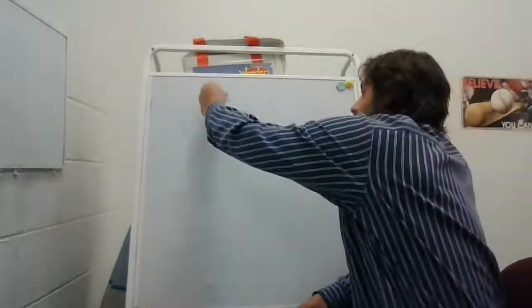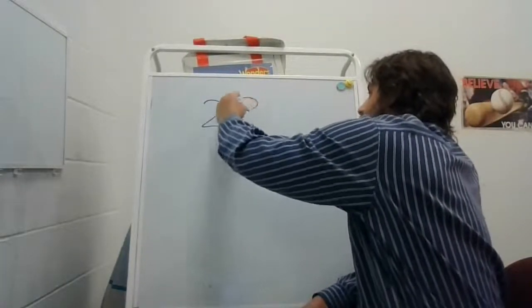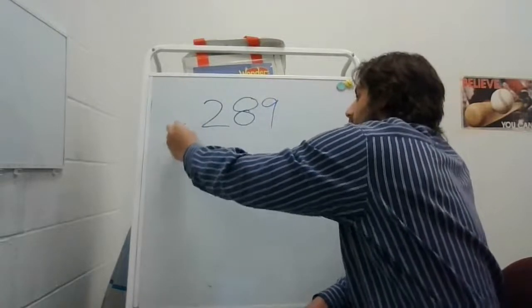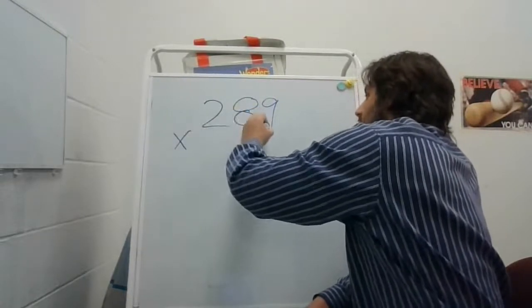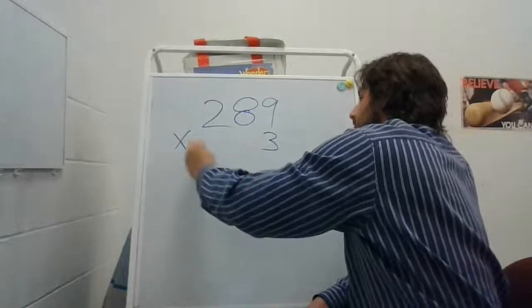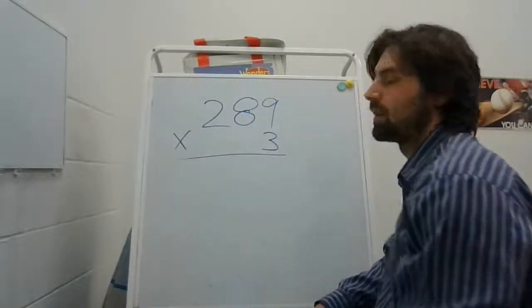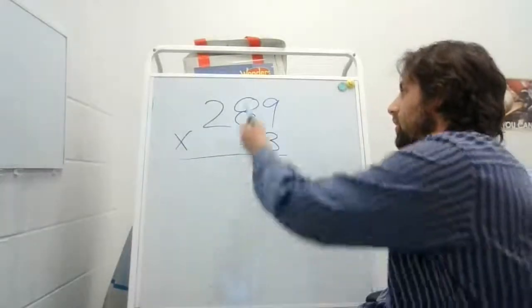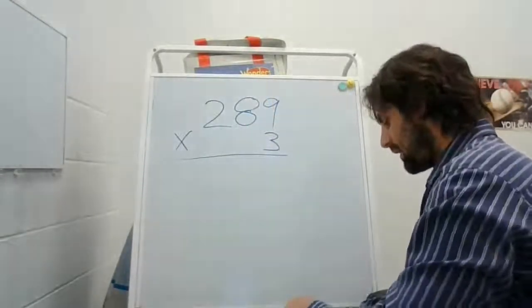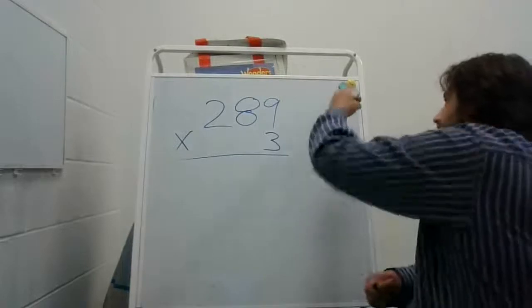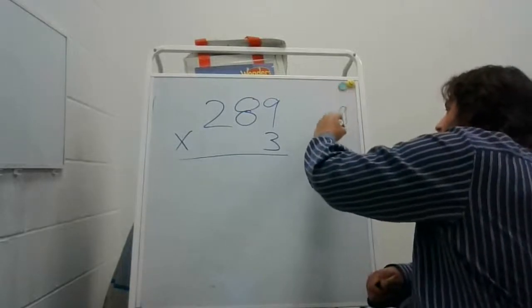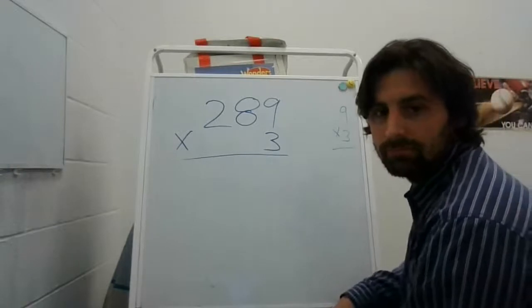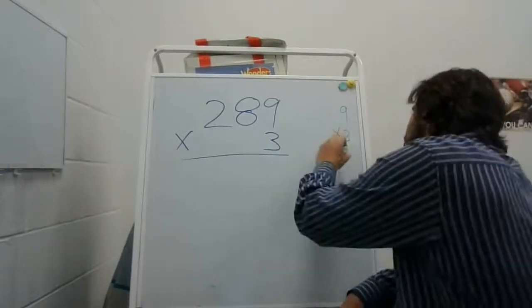Okay, let's say 289 times 3. So we always start by multiplying the digits in the ones place. We're going to start off by multiplying 9 times 3. So when we write the two numbers we're multiplying separately, for those that aren't sure. 9 times 3 equals 27.